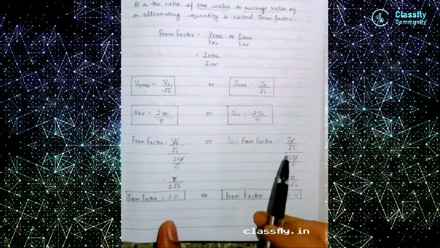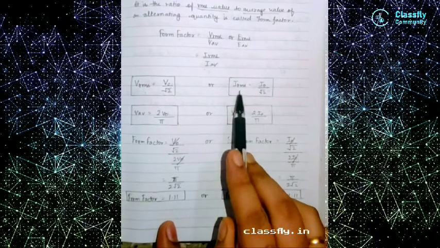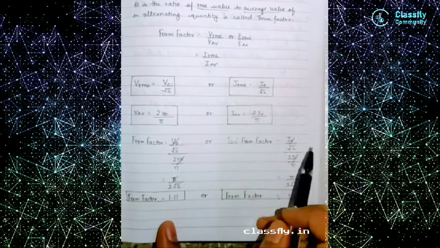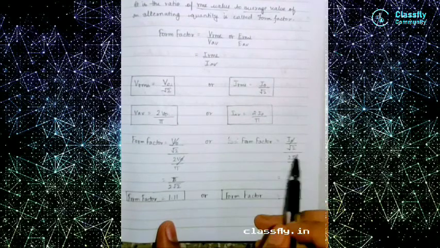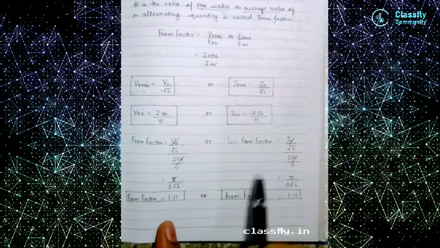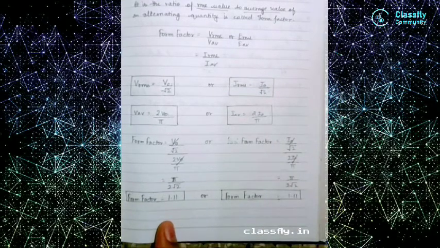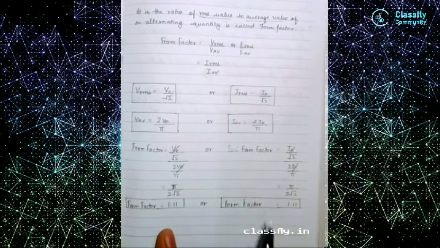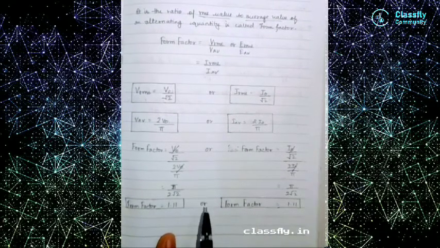Similarly, for the form factor of the current, it is Irms by Iav. Irms is I naught by root 2, and Iav is 2 I naught by pi. So I naught gets cut and we get pi by 2 root 2. When we solve this, we get a form factor equal to 1.11. So the form factor of both current and voltage is 1.11.